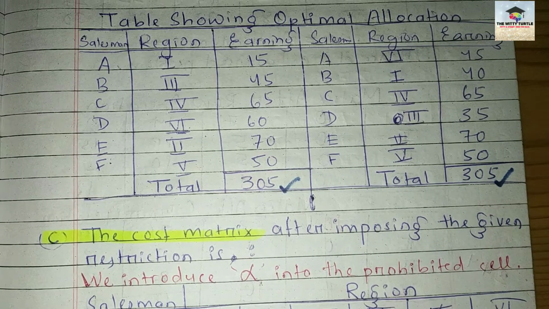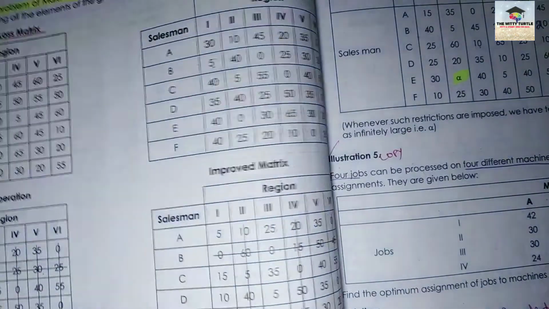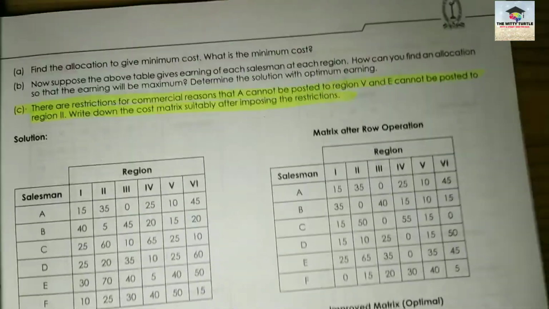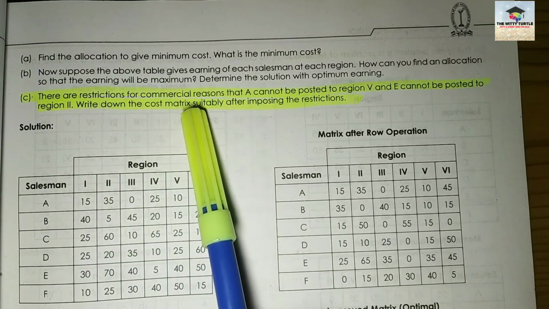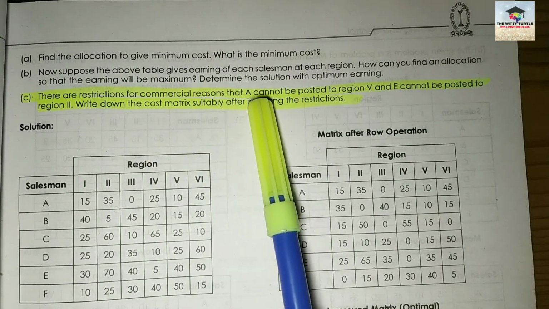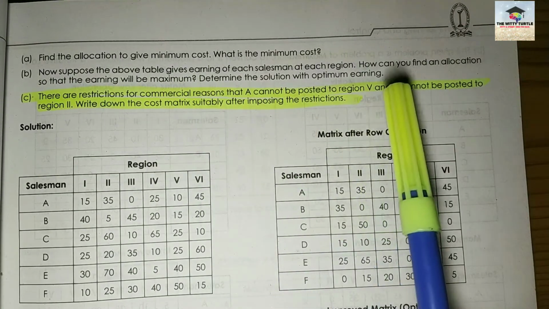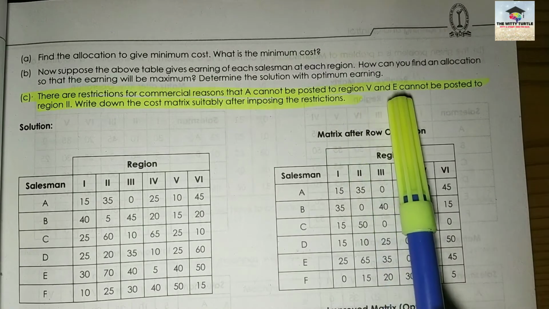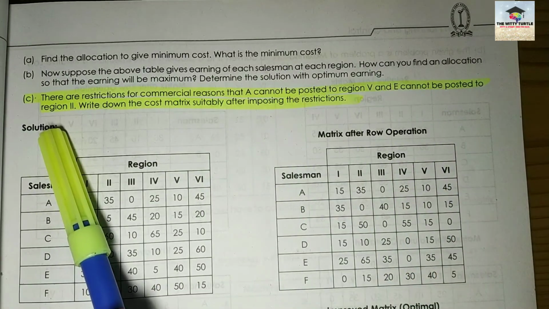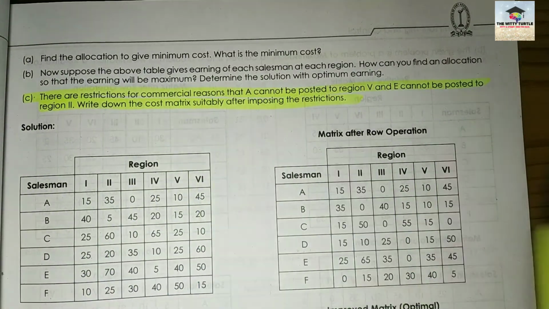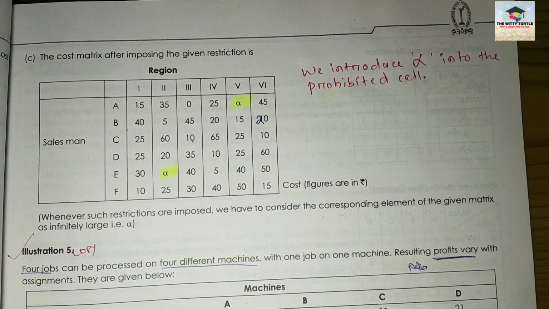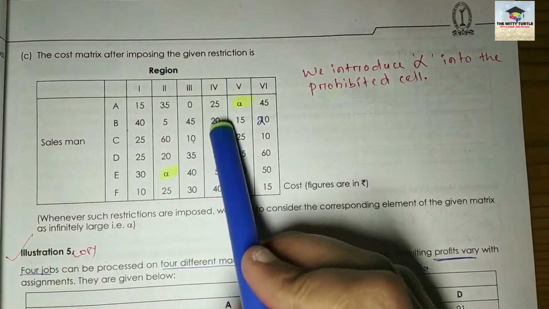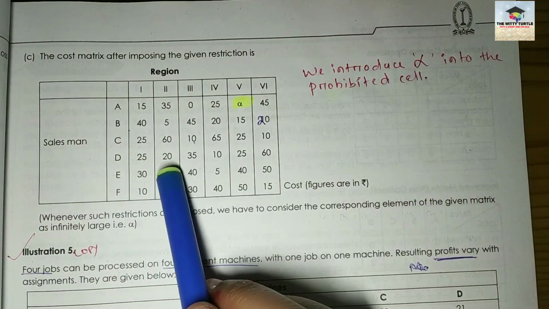Now we are going to study what is the third point. Okay, third point में क्या बोला है? In the third point it is saying that there are restrictions for commercial reasons that A cannot be posted to region 5 and E cannot be posted to region 2. Write down the cost matrix suitably after imposing the restrictions. Okay, so हमें क्या बोला है? A cannot go to region 5 and E cannot go to region 2.